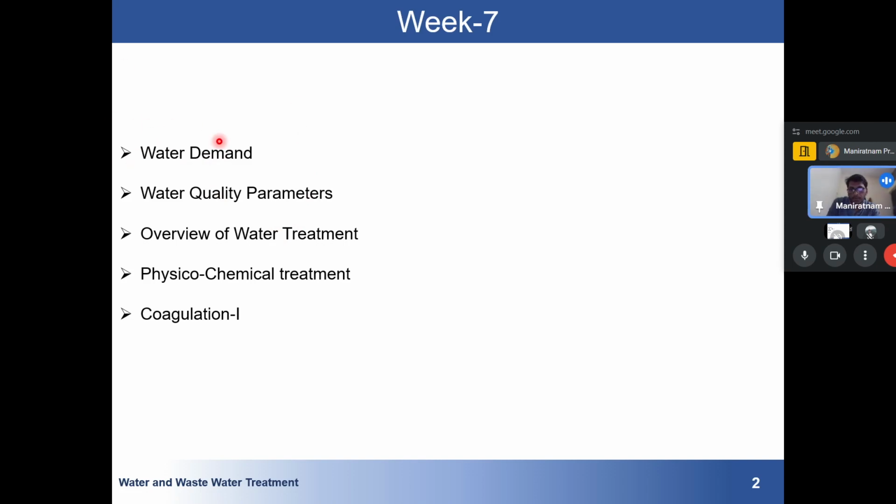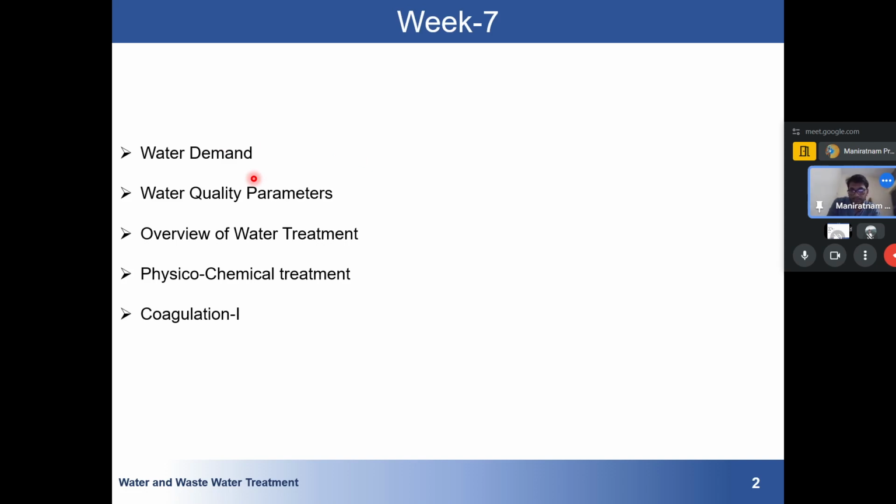So every household that we see, every city in a society we see, requires some water. There has been some empirical formula given for how much water should be supplied per day, all depending upon the population of that area. I hope you have already gone through the lectures. If time permits, I will be discussing those formulas also.